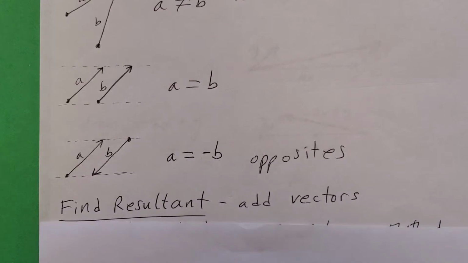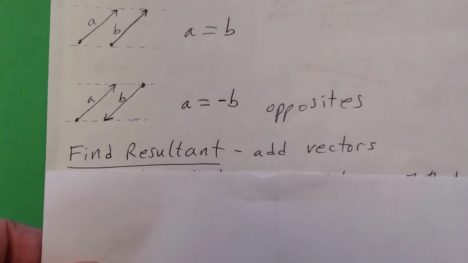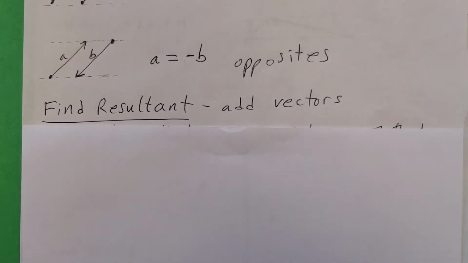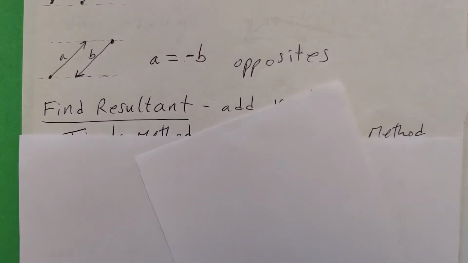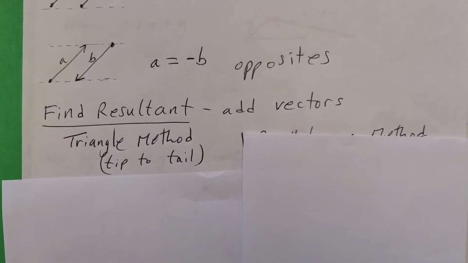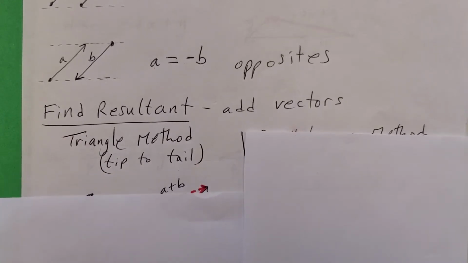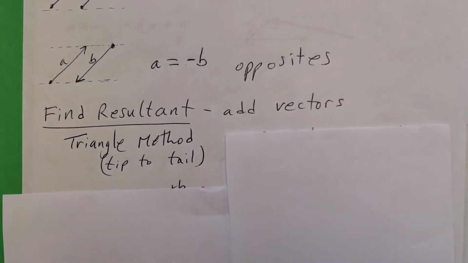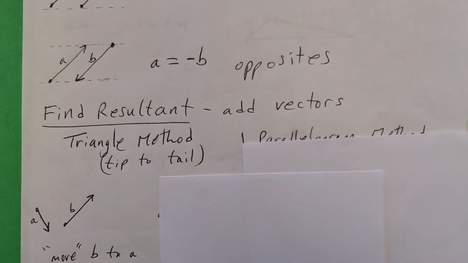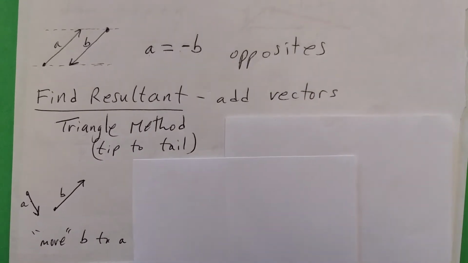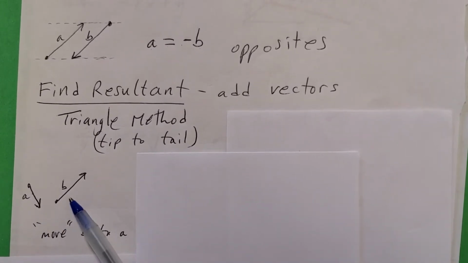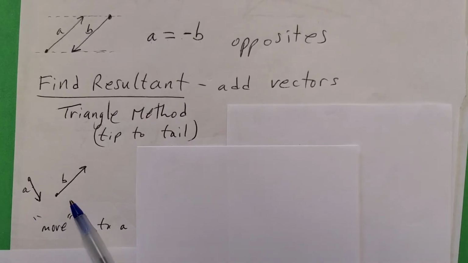Okay? Resultant. Resultant is when you add vectors. Okay? How do you add arrows? Well, drawing. There's two methods. The triangle method, which is also called tip to tail. What you do is, let me cover up here. Right? So I want to add this vector plus this vector. I want to add vector A to vector B.